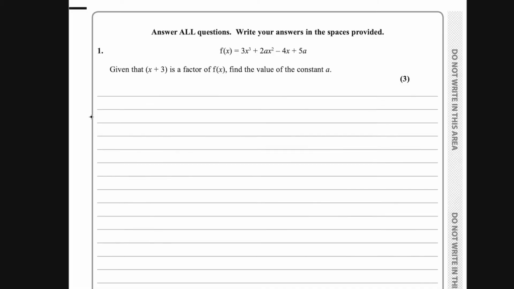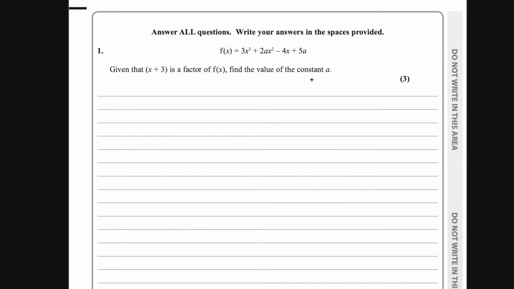In question number 1 we are given a function f of x and this equals 3x cubed plus 2ax squared minus 4x plus 5a, where a is a constant. Given that x plus 3 is a factor of f of x, find the value of the constant a.